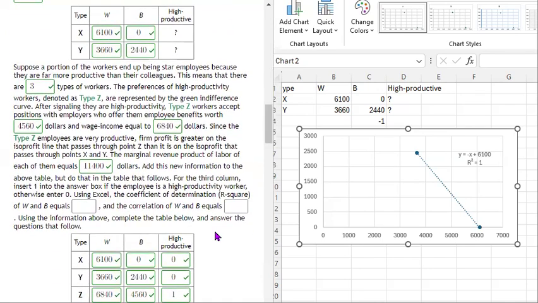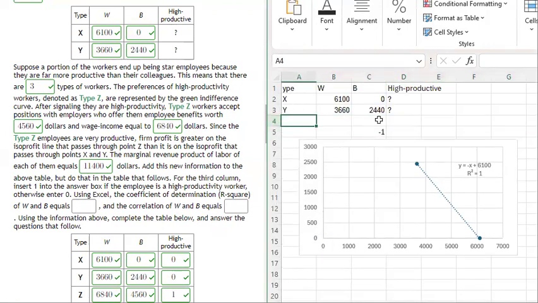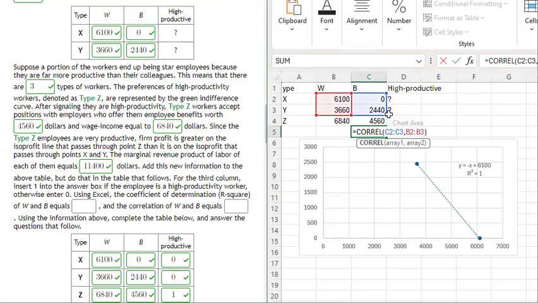Okay. Now we got to find the correlation and the R square of this new table, right? So what I'm going to do is insert a row here. I'm going to change this to Z. I'm going to add $6,840 there, and I'm going to add $4,560 there. Then I'm going to click on this correlation here. And I got to pull this down to include the 4,560. I got to pull this down to include the 6,840.